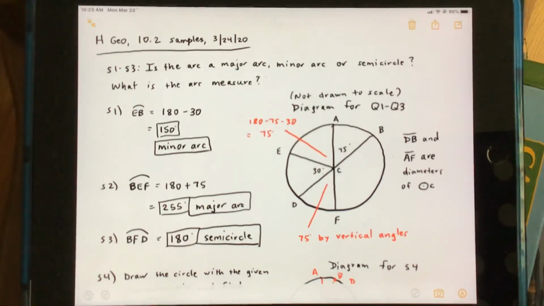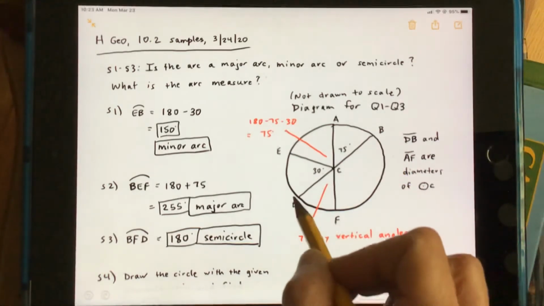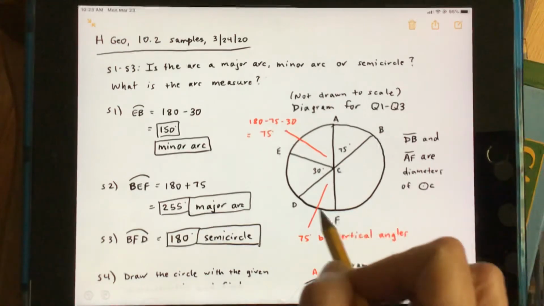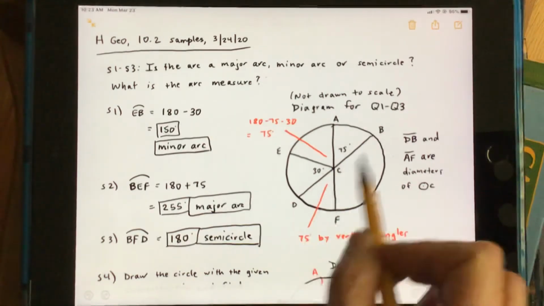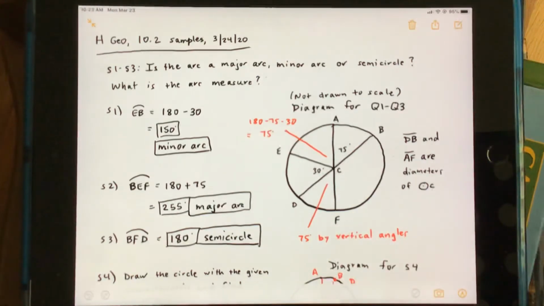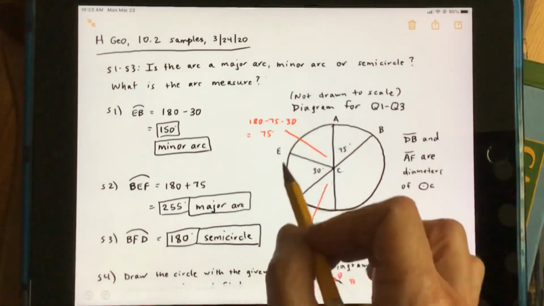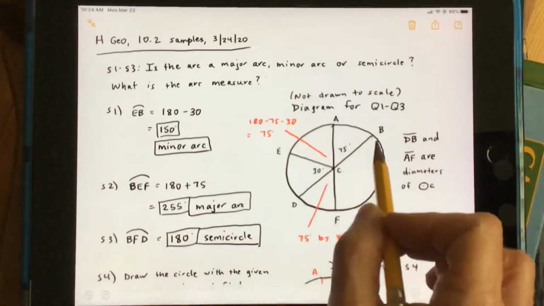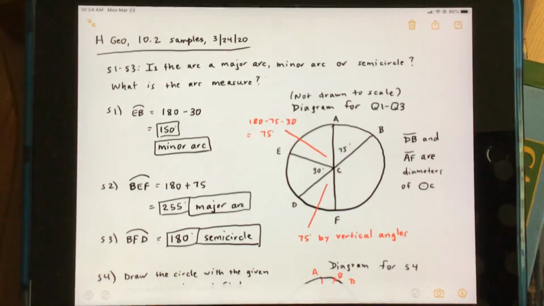For BFD, so we're going to go the long way, BFD. Well, we're noticing that actually it's just from B to D, which is the diameter, so that means it's going to be 180 degrees, which means it's a semicircle. Or we could subtract 360 minus what we know the measurement of this is. We know altogether 75 plus 75 plus 30 is 180, so 360 minus 180 would give us the same answer.